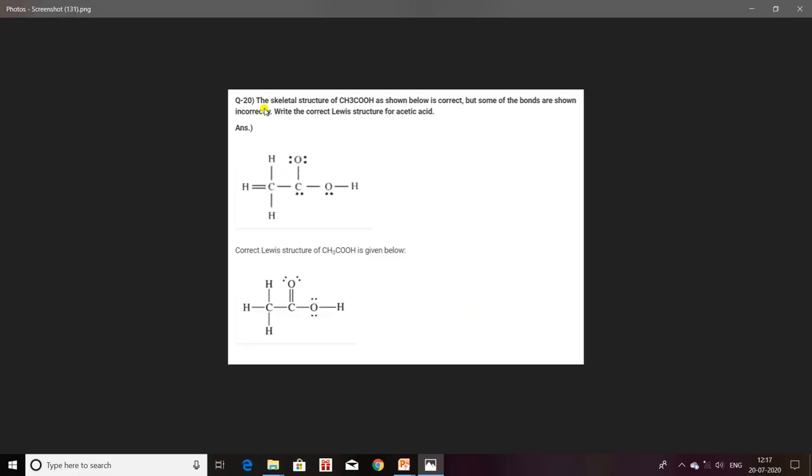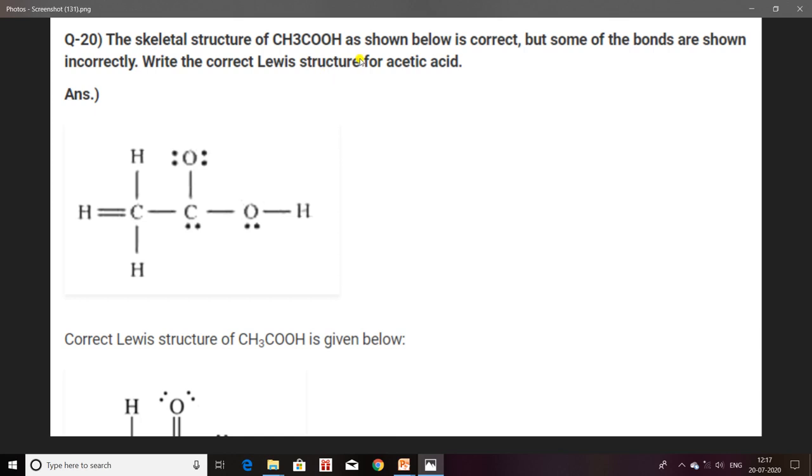Question number 20. The skeleton structure of CH3COOH as shown below is correct, but some of the bonds are shown incorrectly. Write the correct Lewis structure for acetic acid. So this is the structure. Now you can see here that in the structure, carbon is making a double bond with a hydrogen atom. A hydrogen atom has only one valence electron, so how can it share two electrons with carbon? That means it is incorrect.